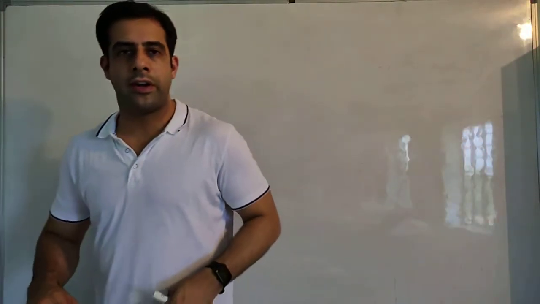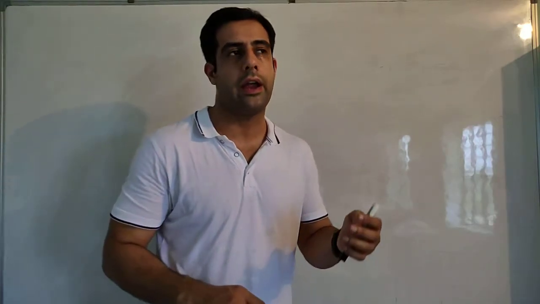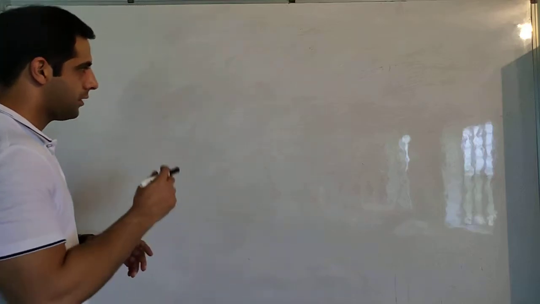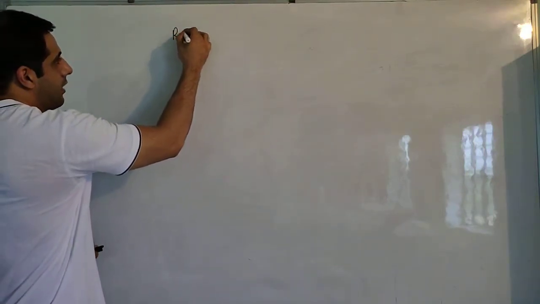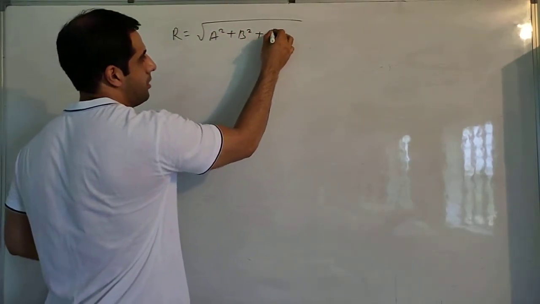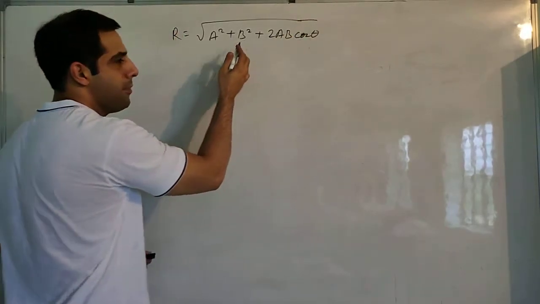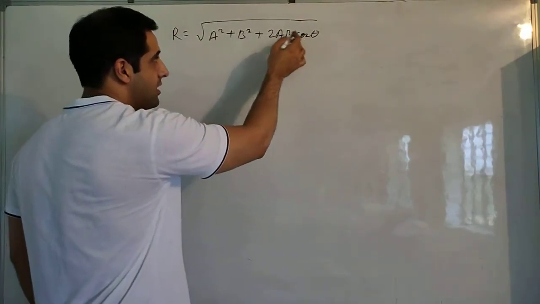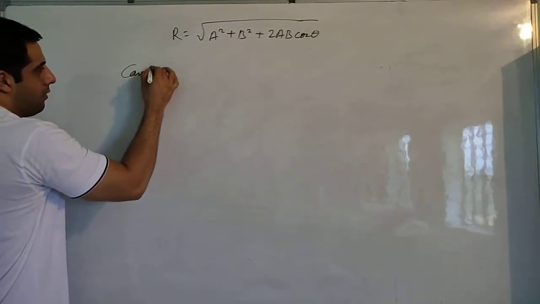In the last video, we did a derivation to find the magnitude of the resultant and the angle of direction of the resultant. So we are going to take three cases. I'll just write the formula here. It was the square root of a square plus b square plus 2ab cos theta, where a and b were the vectors and theta was the angle between a and b. So this is the value of the resultant.